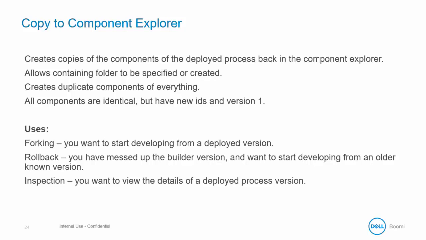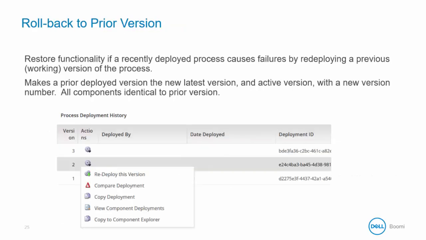There are several reasons. Perhaps you are forking, where you want to start developing from a previously deployed version. Maybe you need to roll back. You have a problem in the build version and want to start developing from an older known version. Or perhaps simply for inspection. You want to view the details of a deployed process version.